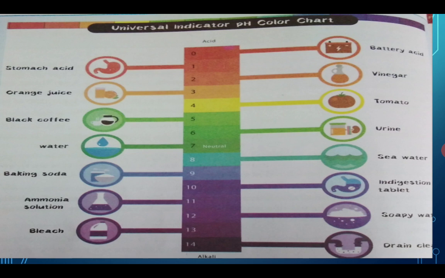and urine, its pH value is 6. Therefore, it is acid. Uric acid will be present. Okay. So, similarly, all the values are given. Please go through this diagram.